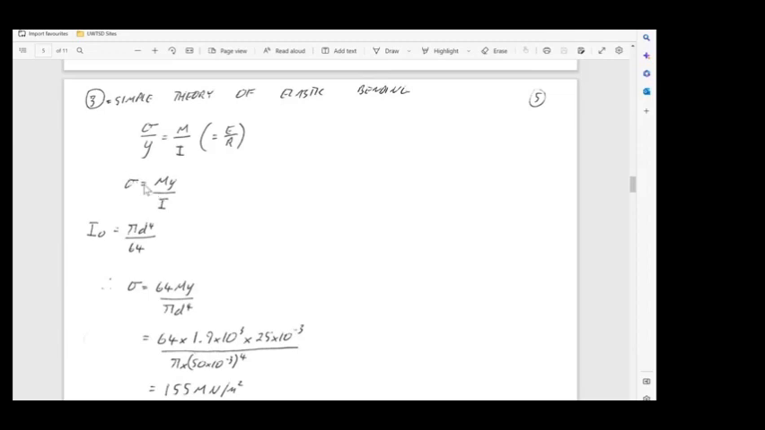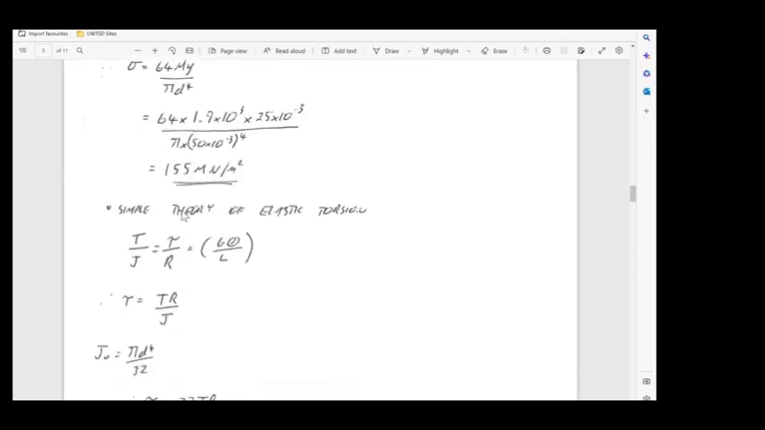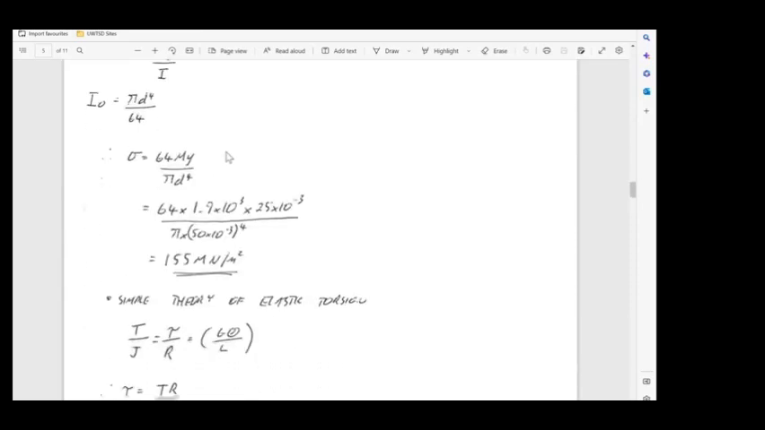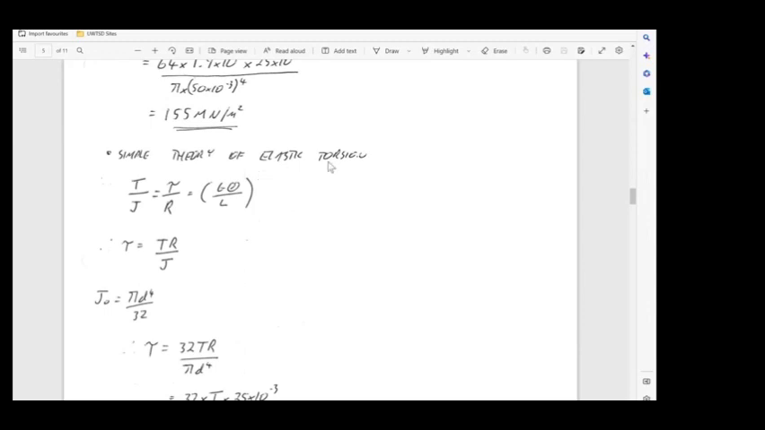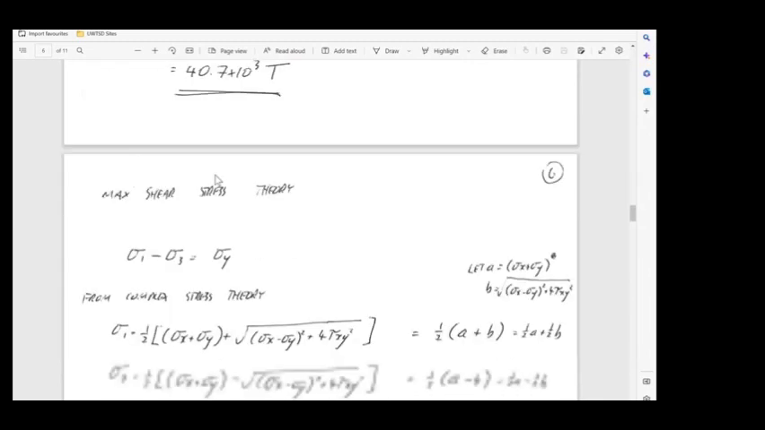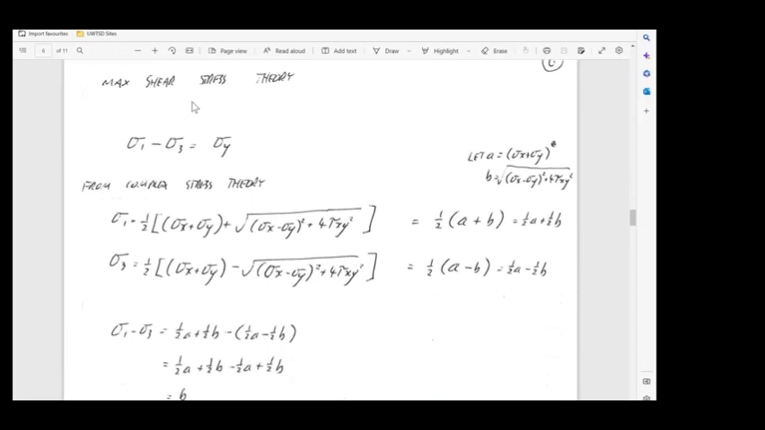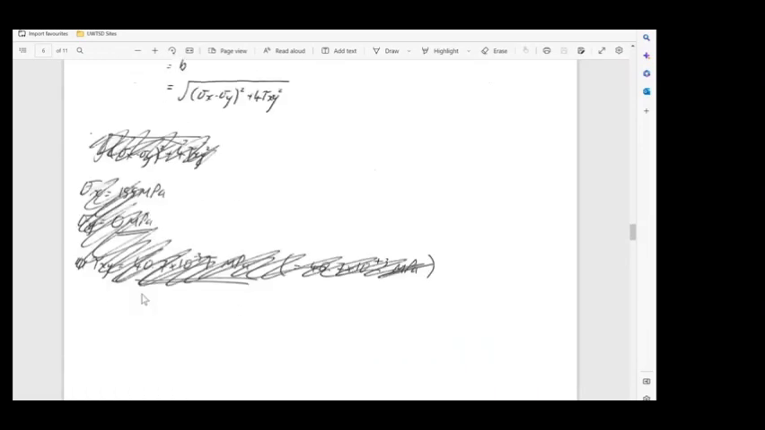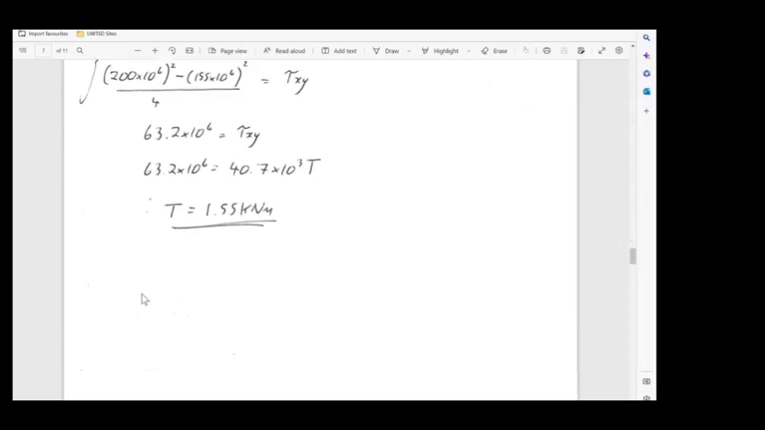In order to work out our direct stresses, we're going to need to calculate the second moment of area of the circular shaft. So there's the second moment of area of our shaft. So therefore, we can use simple theory of elastic bending to work out what those direct stresses are. We're also using the simple theory of elastic torsion to work out what the shear stresses are. We can then go on and use complex stress theory to work out, therefore, what our principal stresses are in terms of those. Got our principal stresses.